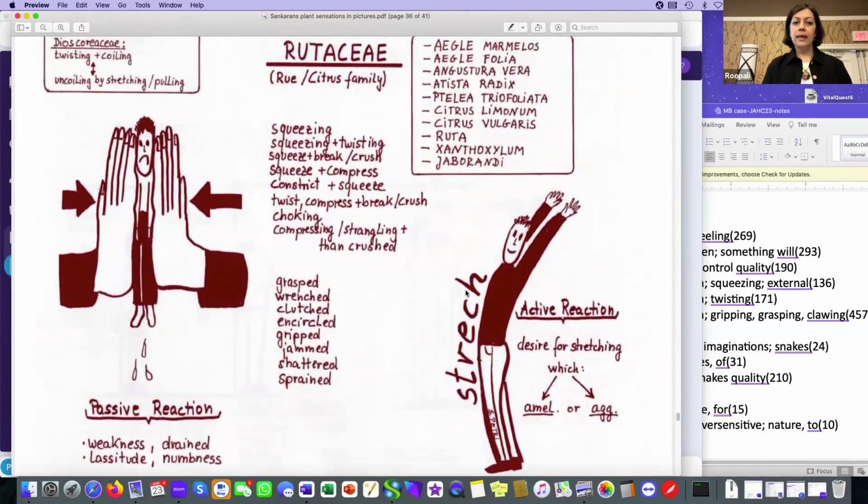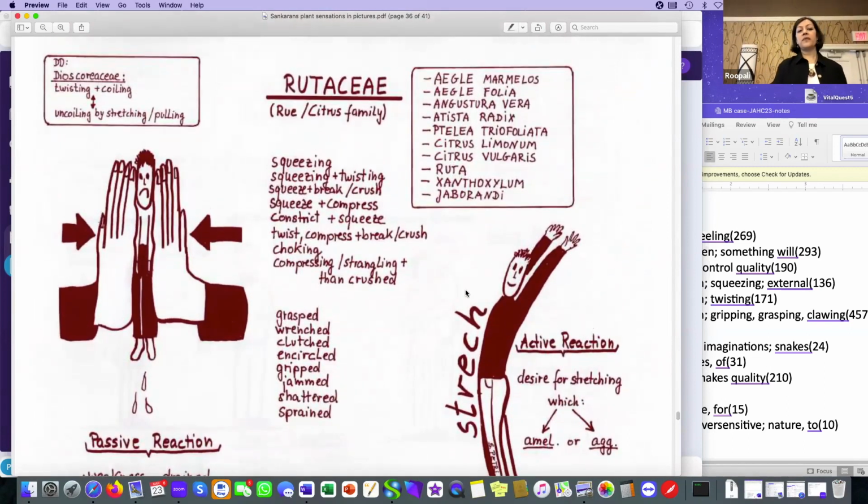is Rutaceae. And so in Rutaceae, which is the citrus family, you also have this squeezing and twisting sensation. You feel like, she said something about the trash compactor coming at her from all sides. And this squeezing, twisting, compressing, constricting, twist, compress, break, choking, strangling, which is also a snake sensation. These are also all snake sensations.